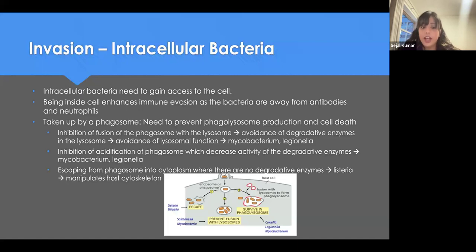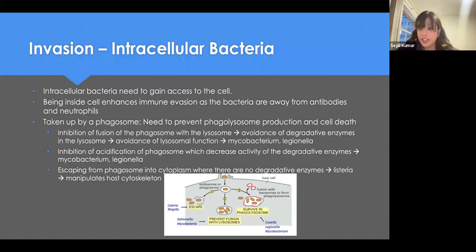Another way is that you could inhibit acidification of the phagosome, which would also decrease activity of the enzymes. But the main function here is to stop the lysosomal enzymes from destroying the bacteria. And then the third one is that the bacteria could escape from the phagosome into the cytoplasm where there are no enzymes present.